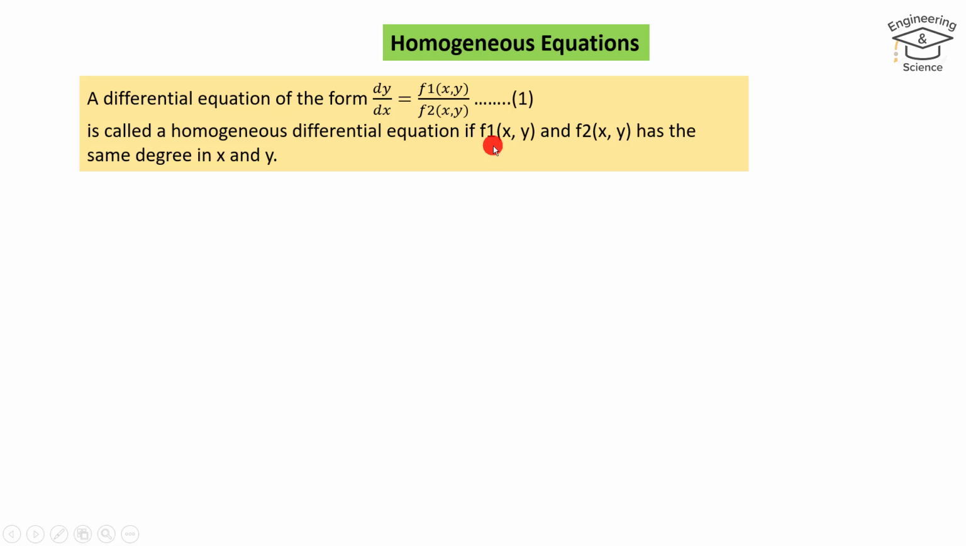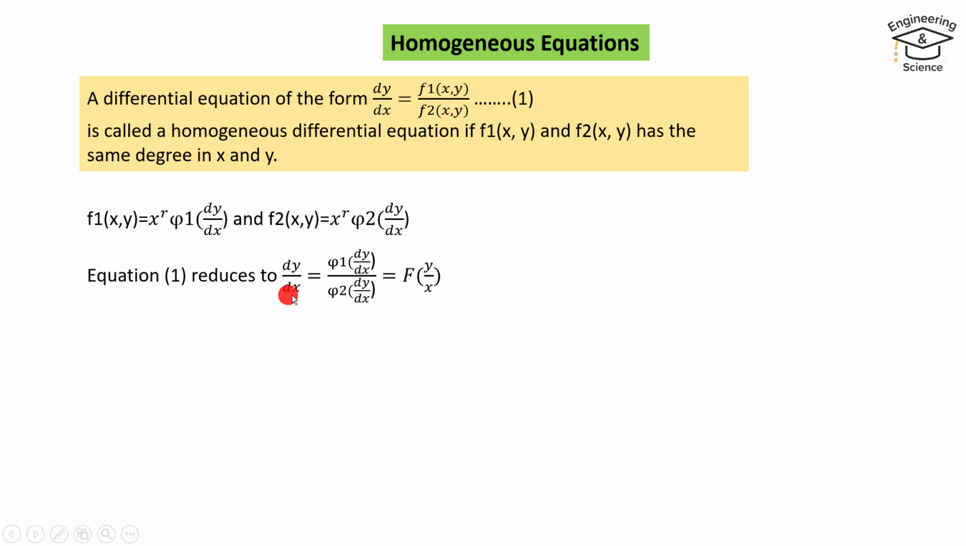It's so important: f1 and f2 have the same degree in x and y. We will explain the meaning of this. Okay, f1 equals x to the power r phi 1 of dy over dx, and f2 as a function of x and y equals x to the power r phi 2 of dy over dx. If we substitute these two in equation 1, we get dy over dx equals phi 1 of dy over dx, which is f1, over f2, which is phi 2 of dy over dx, equal to F of y over x. Then dy over dx equals capital F of y over x. We name this equation 2.